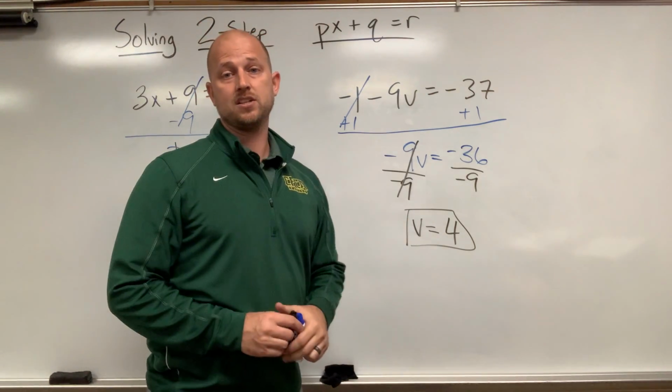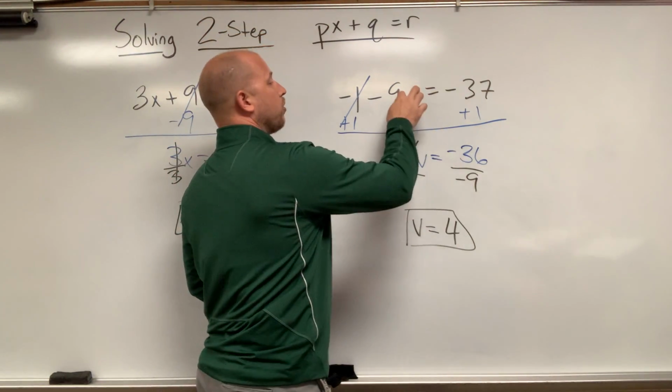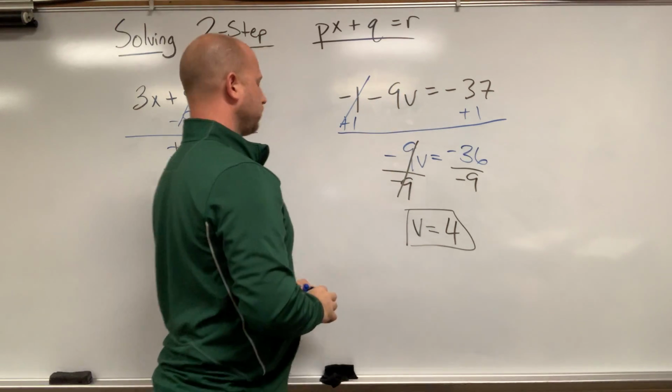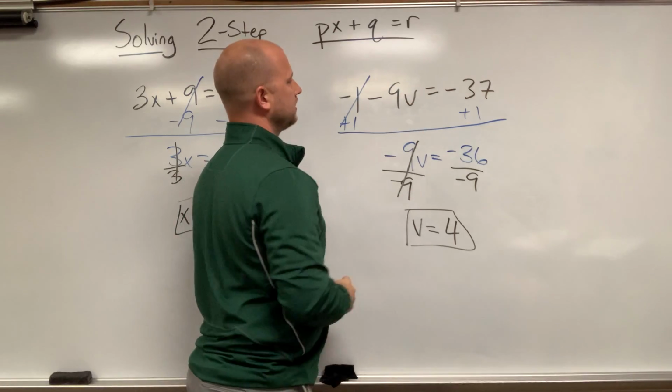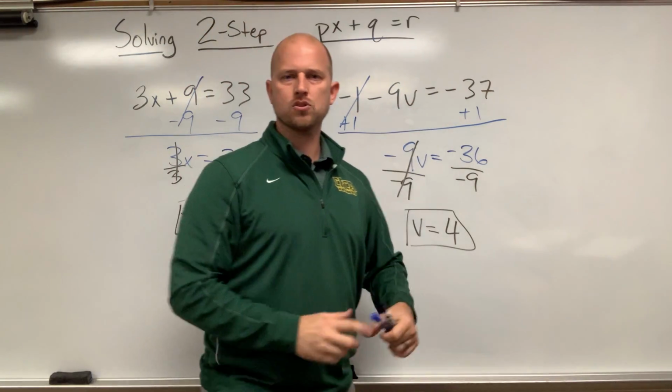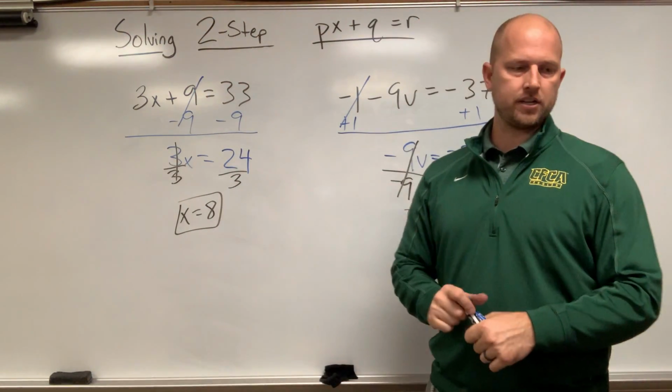We can plug that in and just confirm it. 4 times the 9, okay? 4 times 9 is the 36. -1 minus 36 does give us a -37. So there's a quick way to, again, plug them in and check your answers.